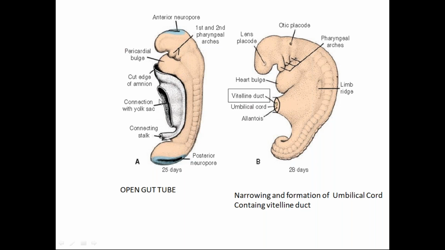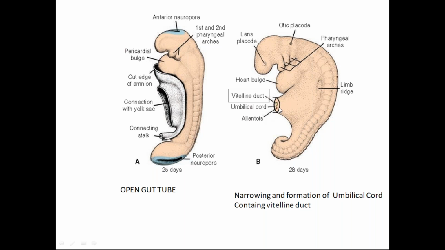This would be the part which will reduce in size, and it will be a component of the connecting stalk. So the connecting stalk is going to form the umbilical cord, which will be having the umbilical vessels, the allantois and the vitelline duct. The vitelline duct, if it persists, is called a persistent vitellointestinal duct, which we'll be doing when we do the development of the GI tract. But now you have to remember this.